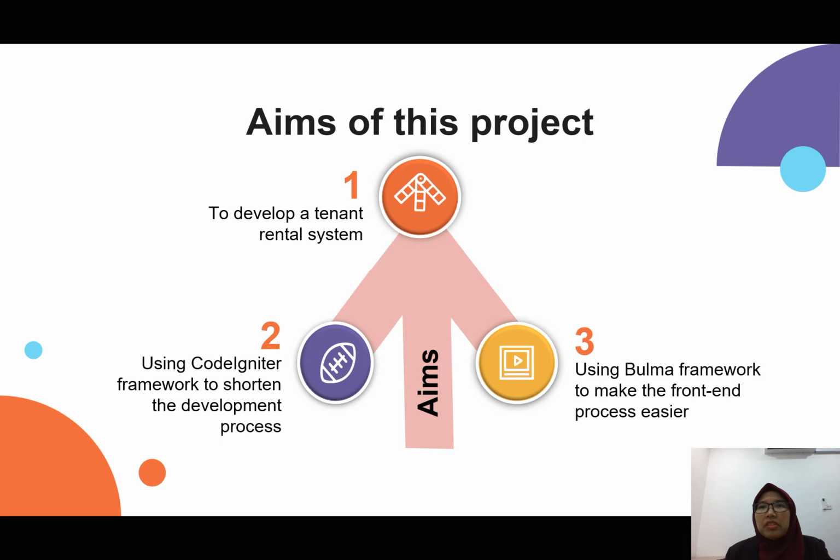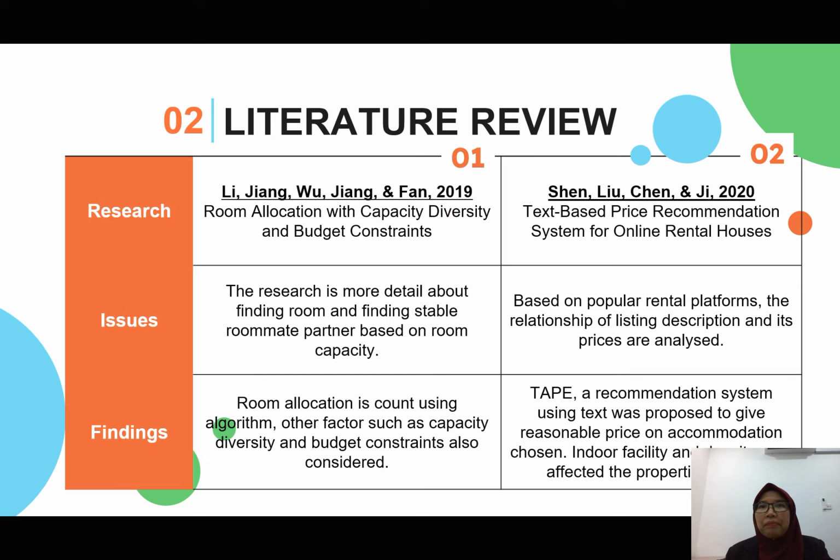The aims of this project are, first, to develop a tenant rental system. Second, to use the CodeIgniter framework to shorten the development process and make the back-end process easier. The third is to use the Bulma framework to make the design of the interface or front-end process for the project easier.